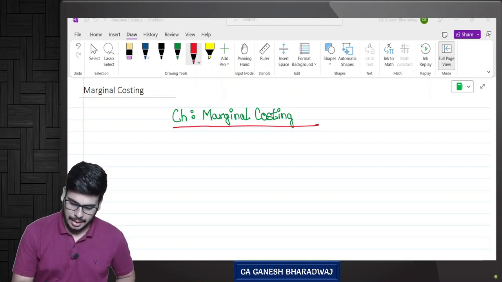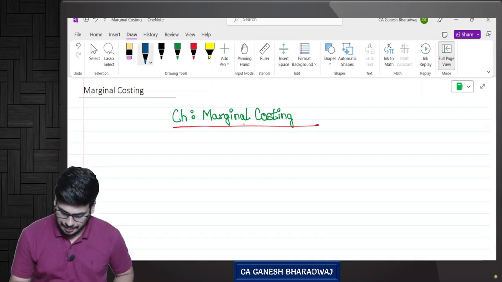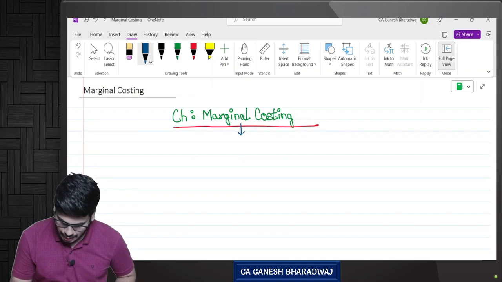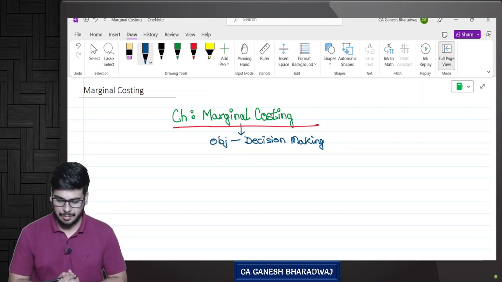So let's get started with a brand new chapter called Marginal Costing. Now, this chapter Marginal Costing helps achieve the objective of decision making. So this chapter Marginal Costing helps achieve what? The objective of decision making.